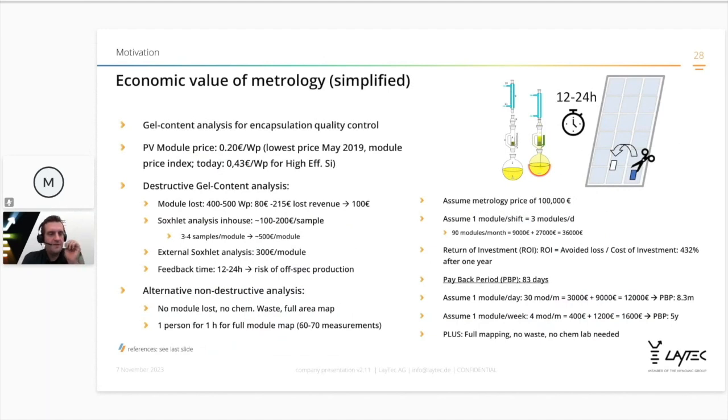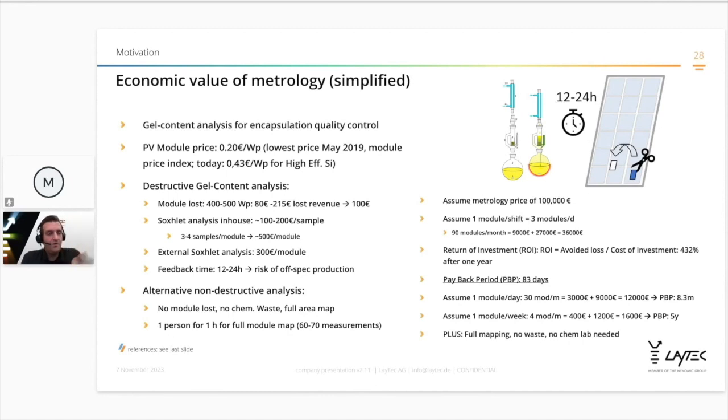This is now a very busy slide, and I'll be happy to provide it afterwards, so you can plug in your numbers. But I would just briefly want to stress the economic value of such a metrology method. Basically, you have to take into account either the value of the PV module that you destroy, or the effort for producing the mini module that you produce as a twin, the cost for the Soxhlet analysis, which can easily go up to 100 to 200 euros per sample, depending where you are in the world, or even more if you have to send a full module to an external measurement entity.